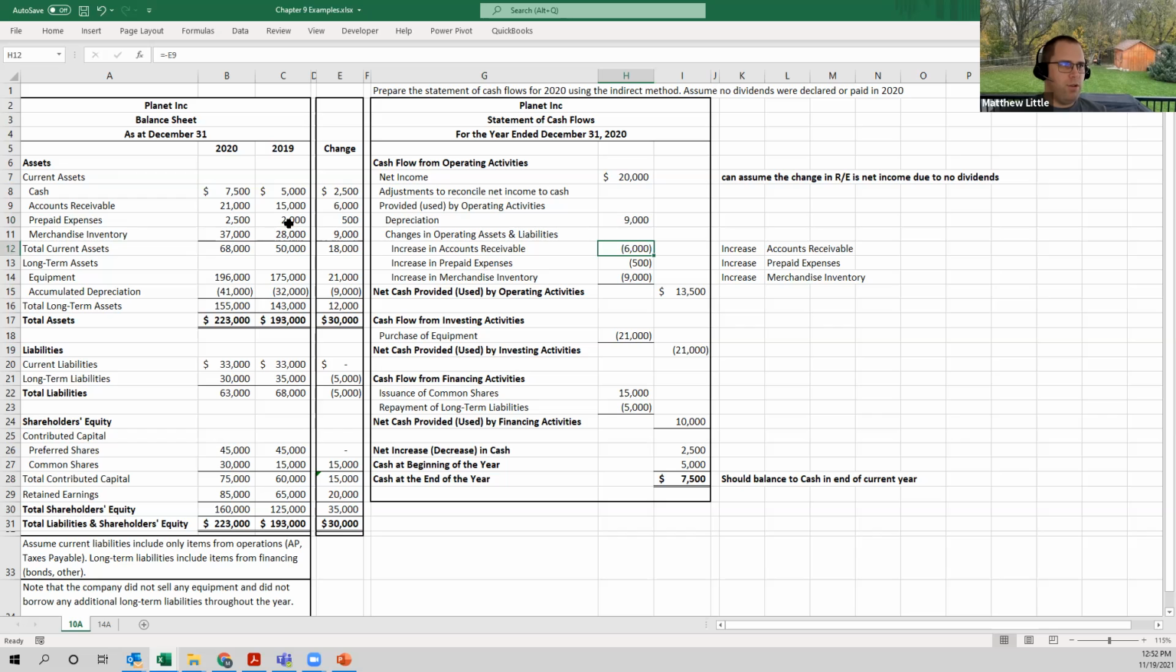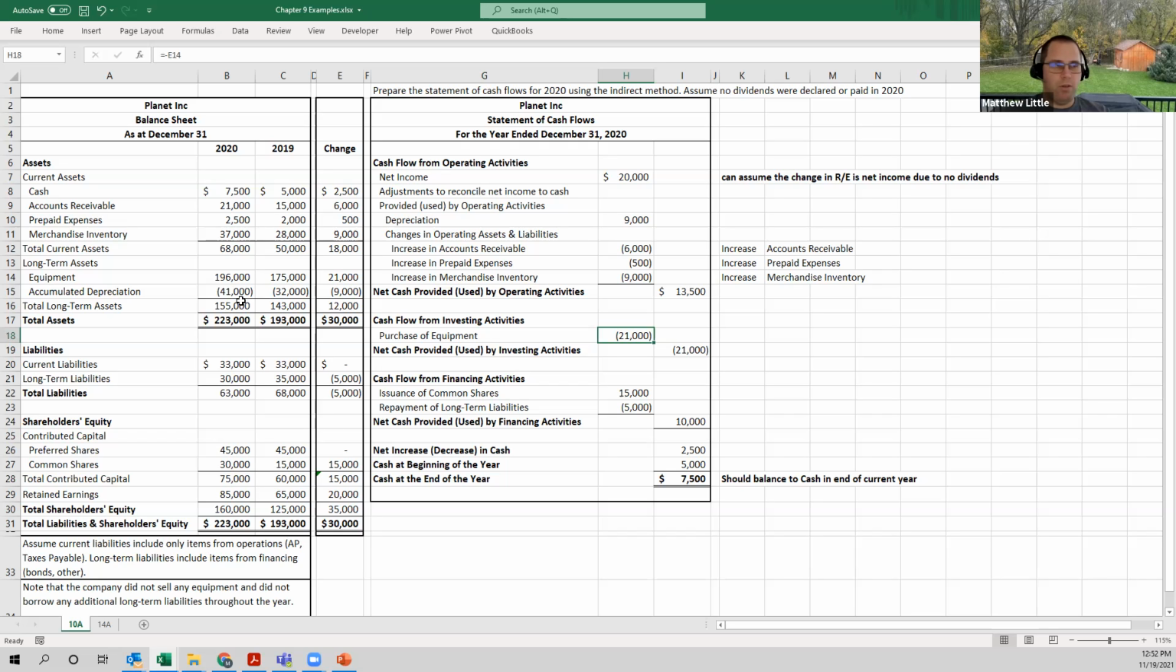See the increase in prepaid expenses. Again, we've provided more money prepaid to our vendors, therefore we have less cash available to us, so it's a negative 500. And then we have an increase to our inventory of 9,000. So they're all decreases in the amount of cash available. So under the net cash provided or used by operating activities, we would have 13,500 being the sum of those items. Under cash flow from investing, we would simply have the $21,000 additional equipment.